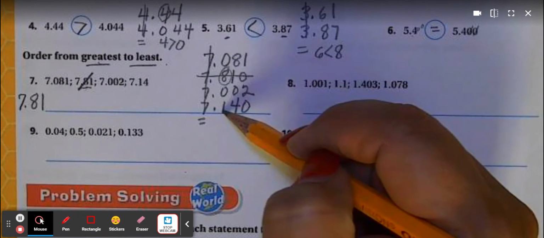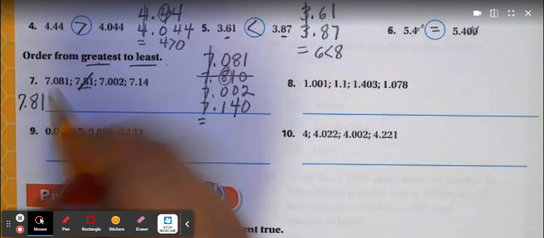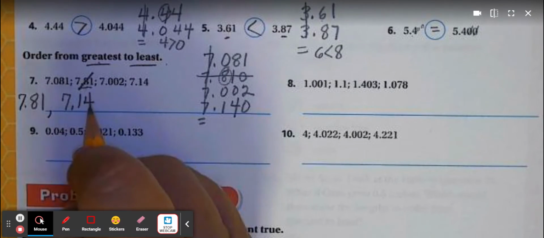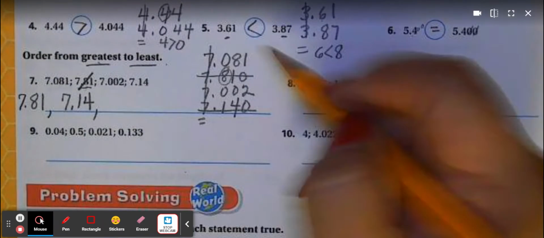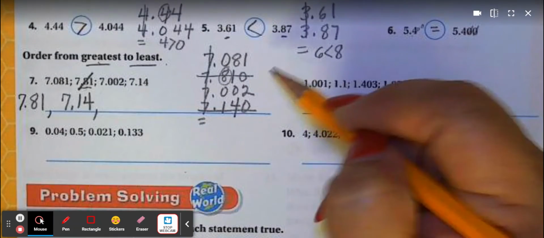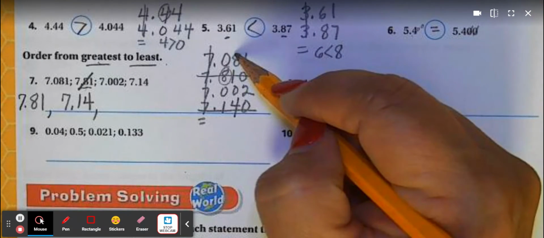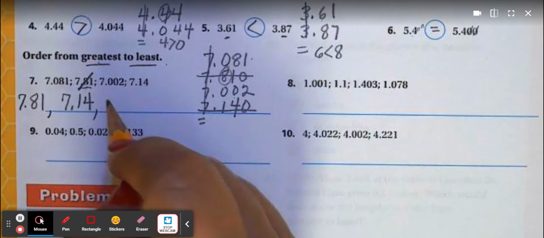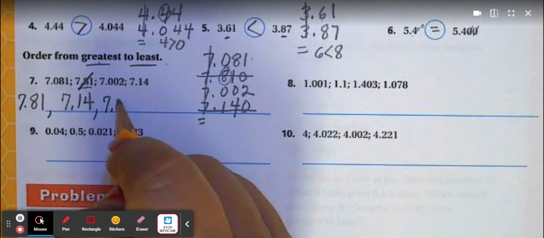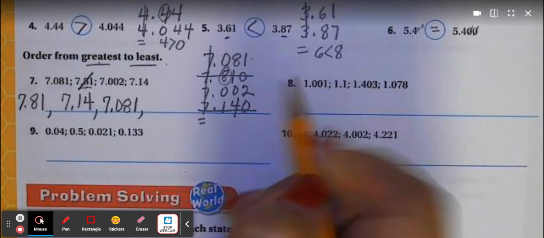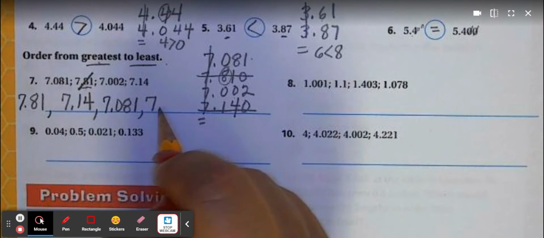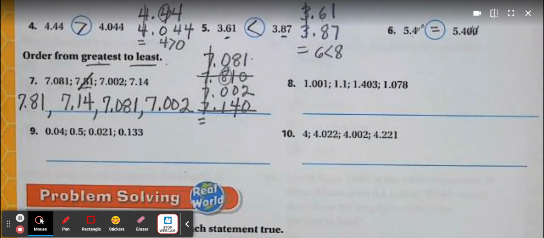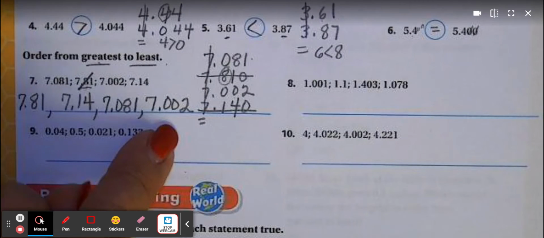I can still see I have a 1 here, so I'm going to add in the 7 and 14 hundredths. Now I'm left with 2 zeros that are the same, so I'm moving to the next place value. Here I have an 8 and a 0, so this is next, my 7 and 81 thousandths, and the last number is 7 and 2 thousandths. So here I've listed from greatest to smallest.